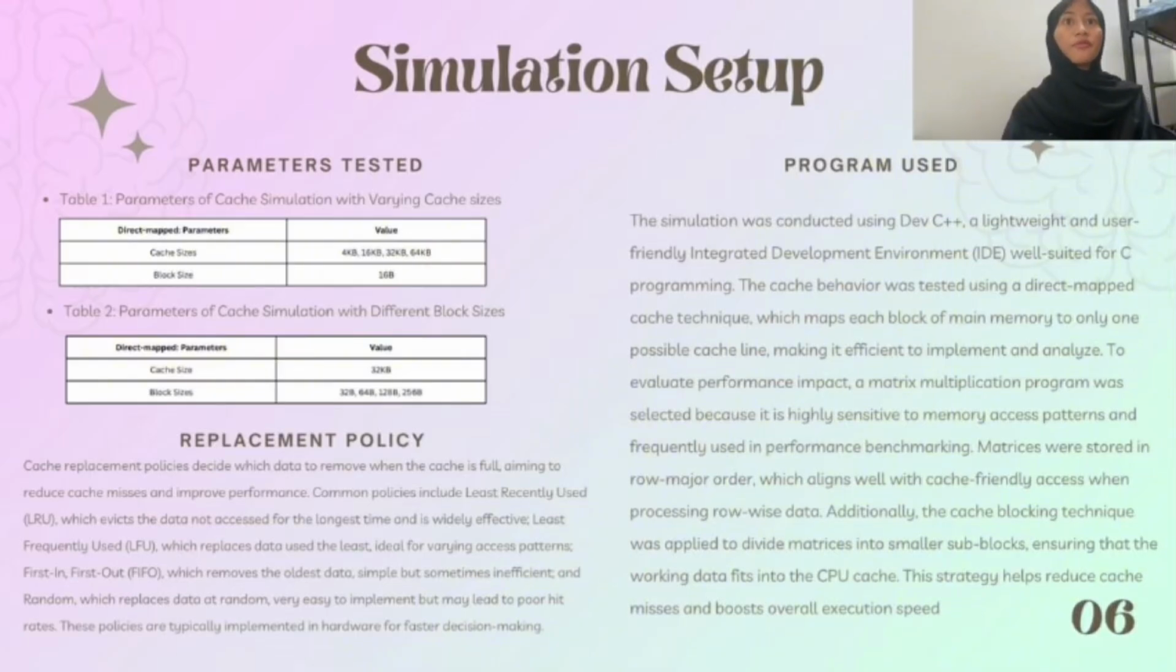To improve the accuracy, we also used cache blocking, a method that breaks the matrix into small sub-blocks to match the cache size. This improves performance by reducing cache misses and improving CPU access speed. In summary, this setup allows us to test how different cache configurations affect memory performance and provides insight into which settings are most efficient.